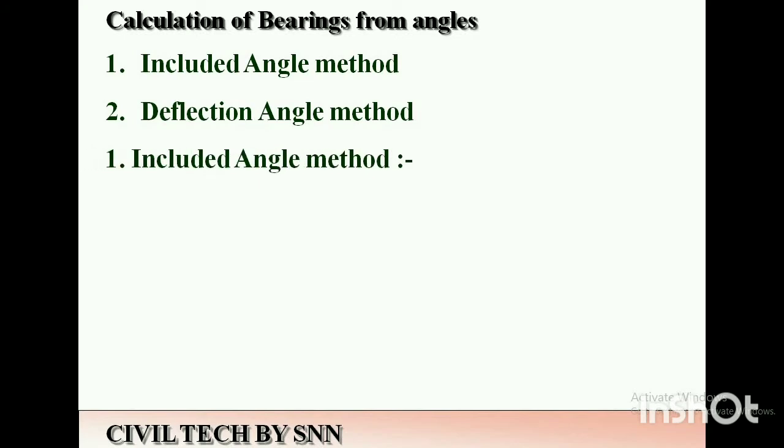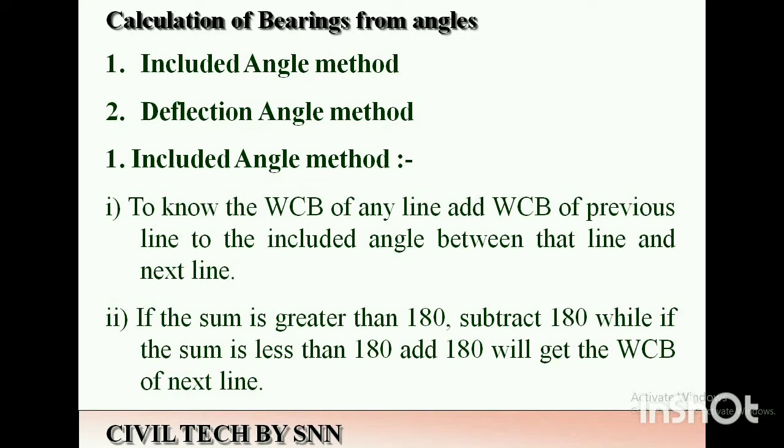Before we start the example, let us see the rules required for the included angle method. So here two rules are required. First one is, to know the whole circle bearing of any line, add the whole circle bearing of the previous line to the included angle between that line and the next line. And the second one is, if the sum is greater than 180, subtract 180, while if the sum is less than 180, add 180, and you will get the whole circle bearing of the next line. Let us see one example.